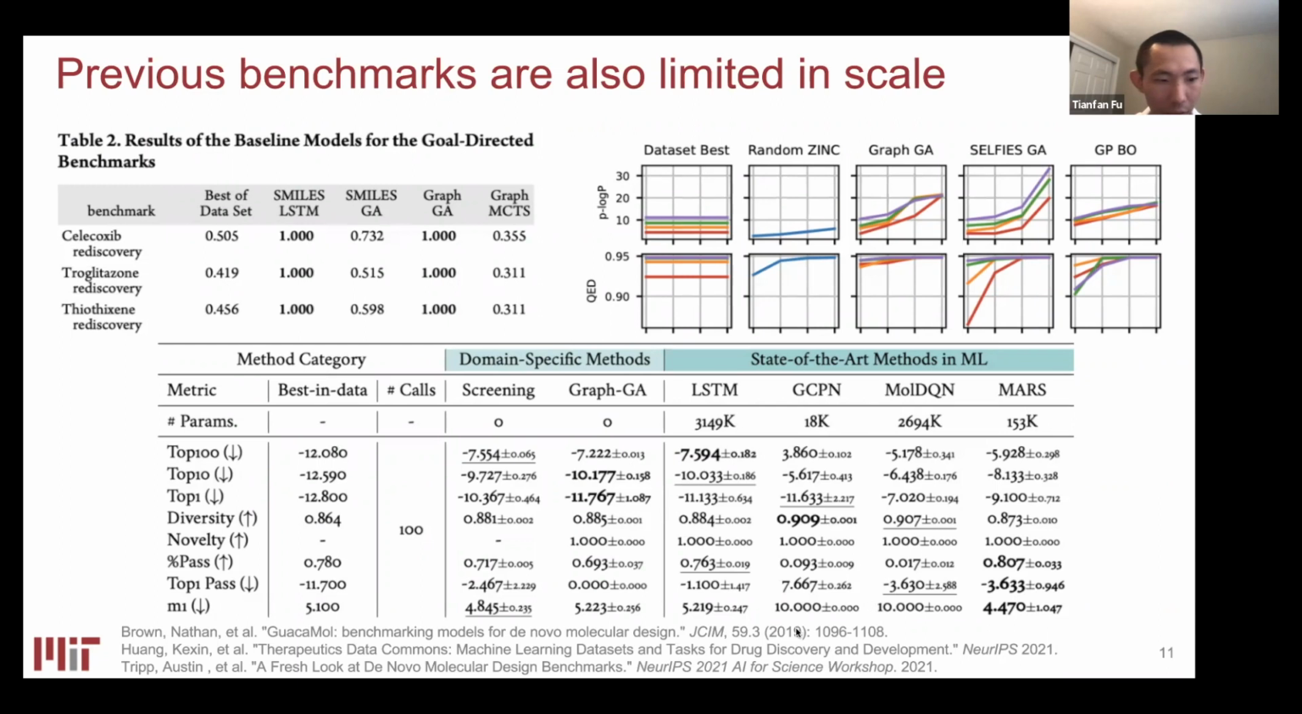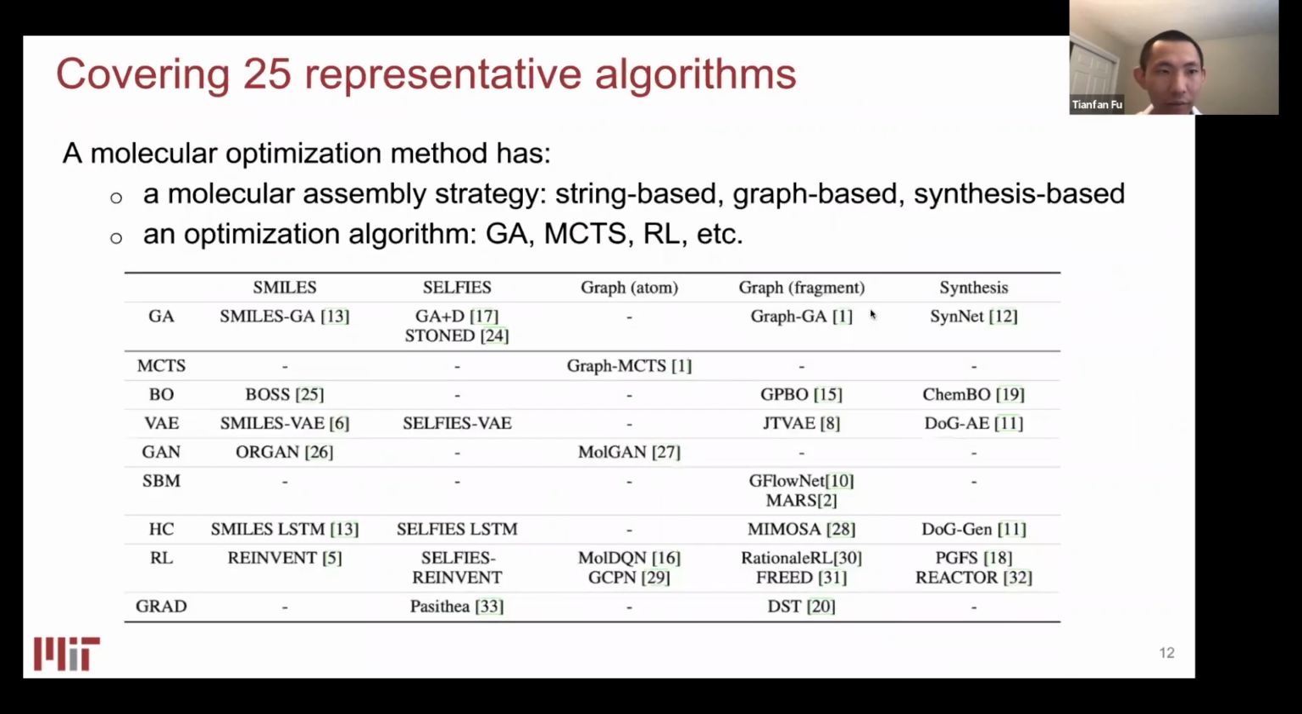Later in 2021, Austin Tripp proposed a new de novo molecular design benchmark, which consists of 3 machine learning methods, including graph-level genetic algorithm, SELFIES-level genetic algorithm, and Gaussian process Bayesian optimization, which makes it limited to genetic algorithms and Bayesian optimization. In contrast, we cover 25 representative algorithms.